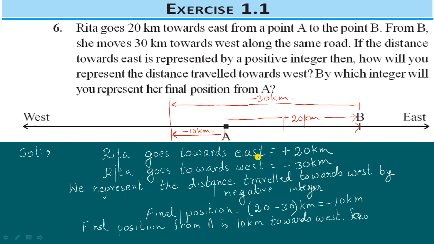Let us repeat once again. Rita goes towards east is plus 20 kilometer. Rita goes towards west is equal to minus 30 kilometer. Therefore, we represent the distance traveled towards west by a negative integer, that is minus 30. And final position is equal to 20 minus 30 kilometer, that is minus 10 kilometer. Final position from A is 10 kilometers towards west. That is the final position. And that is represented by minus 10 kilometer.